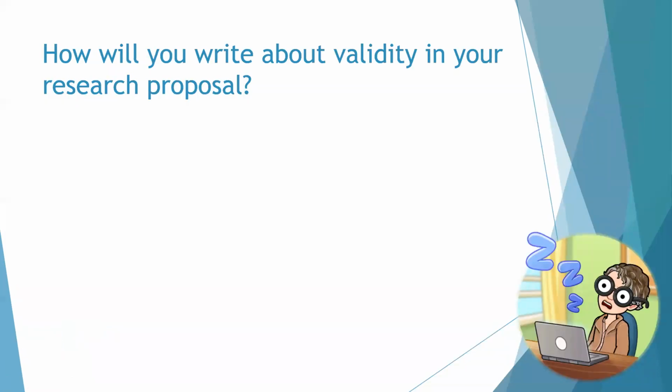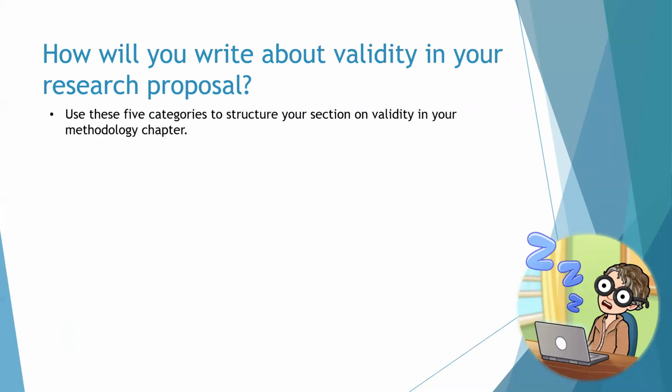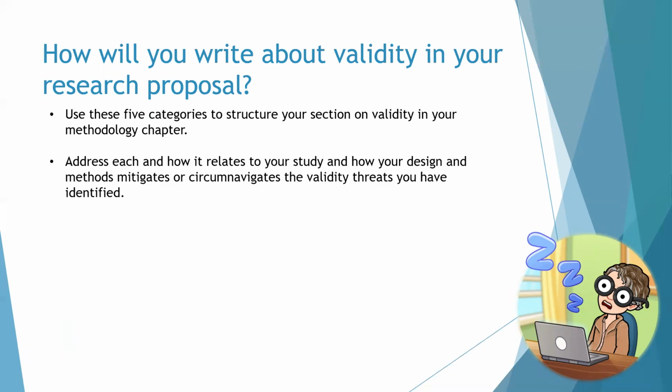So how would you write about validity in a research proposal? Well, these 5 categories help you structure that section. You can address each one by one. Some might not relate to your study, but then you should say so. If they do relate to your study, you should say how your design method identifies, mitigates, or circumnavigates that validity check.